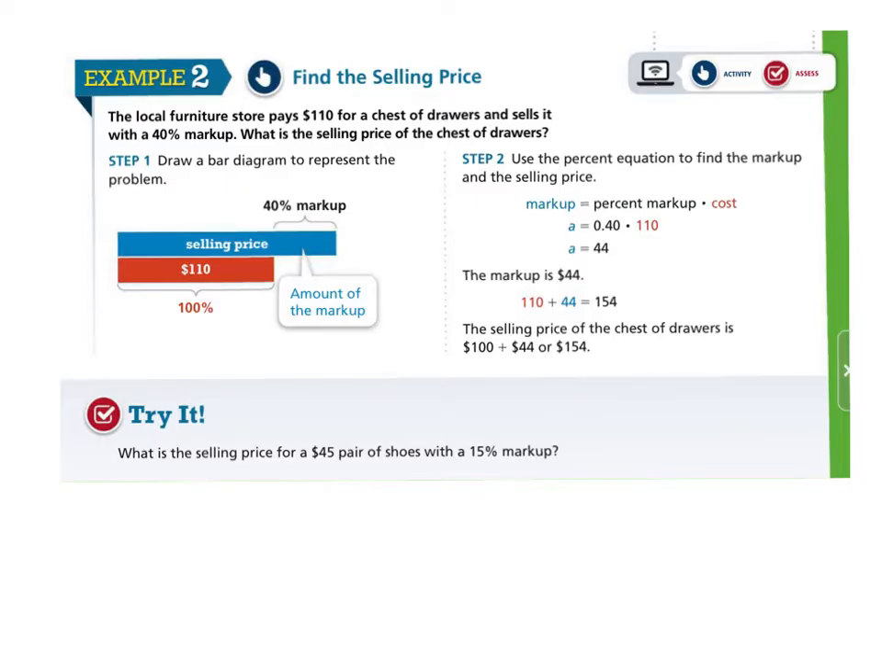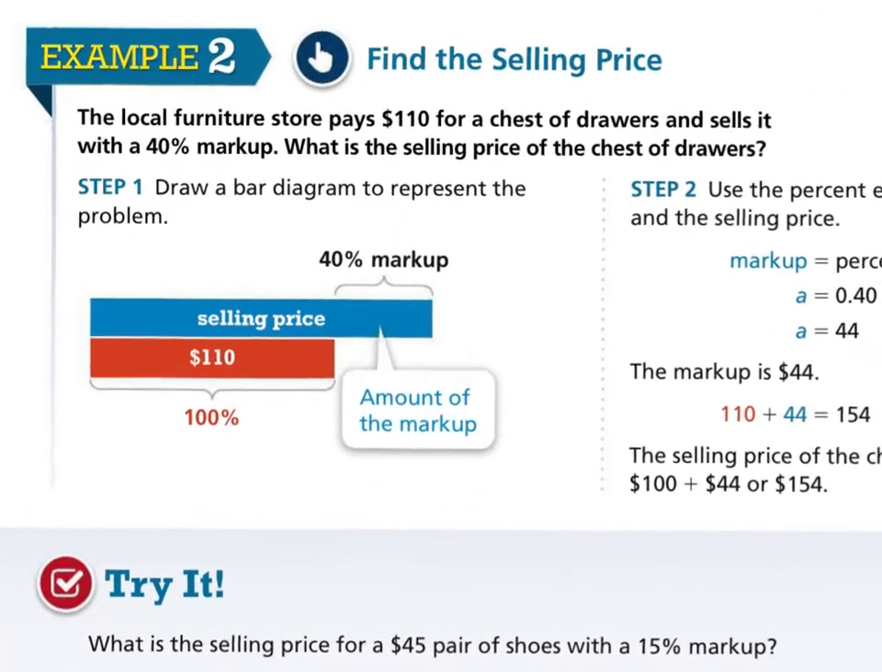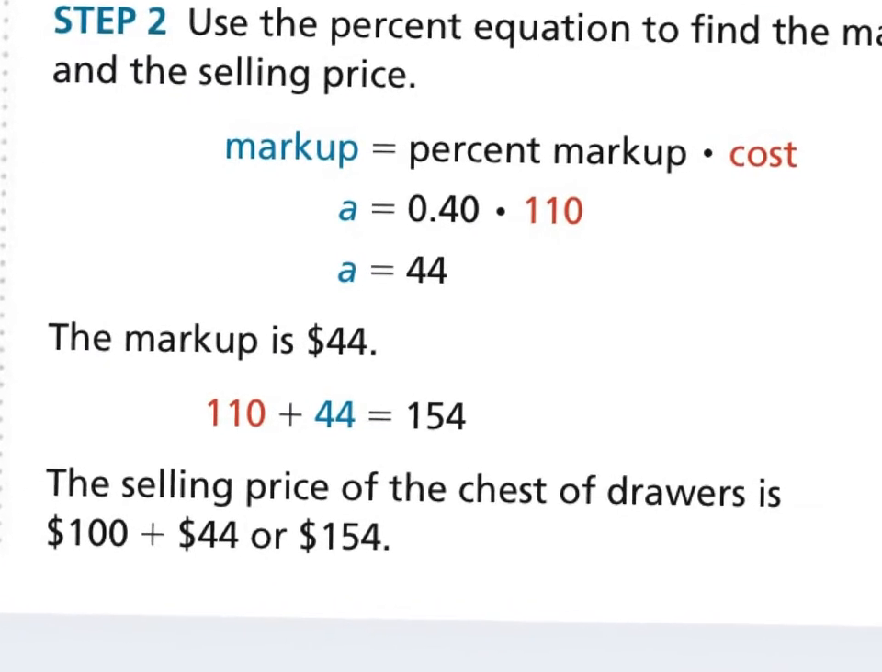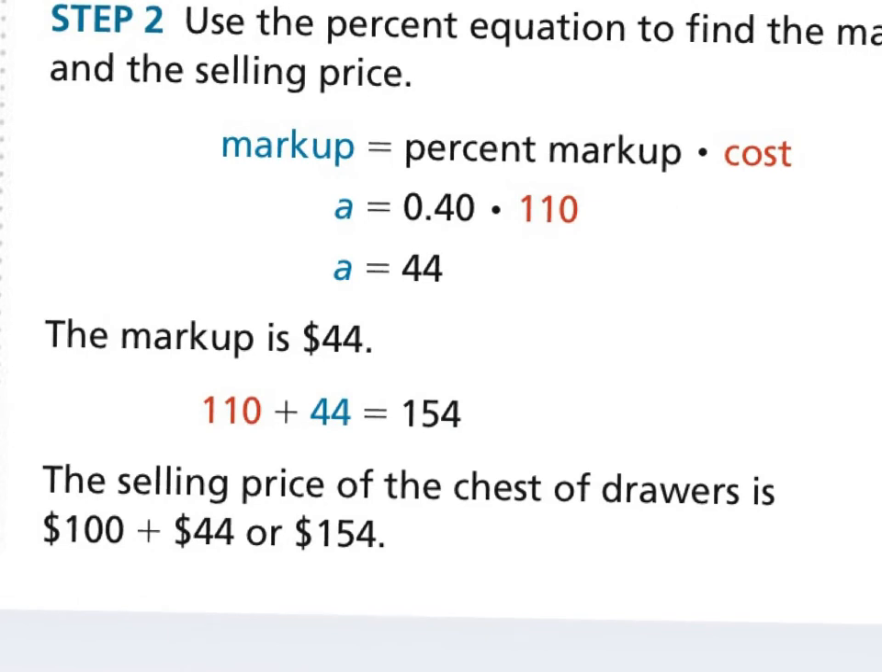Example 2, the local furniture store pays $110 for a chest of drawers and sells it with a 40% markup. What is the selling price of the chest of drawers? So, different ways of doing this. One way, basically, the book's doing an equation here, which you wouldn't have to necessarily do. But we want to figure out what 40% of the $110 is that they're increasing the price by.